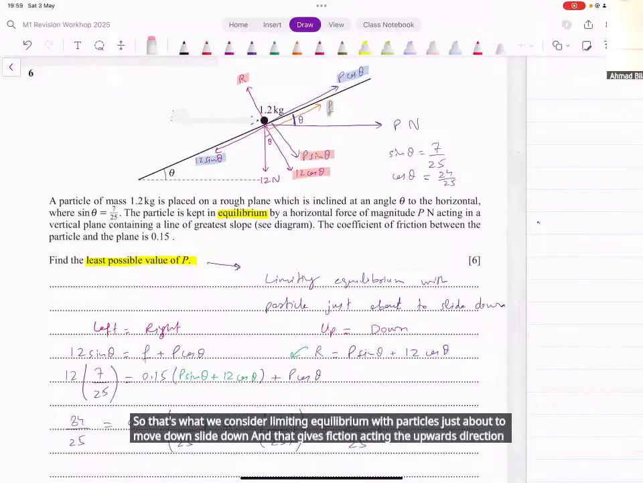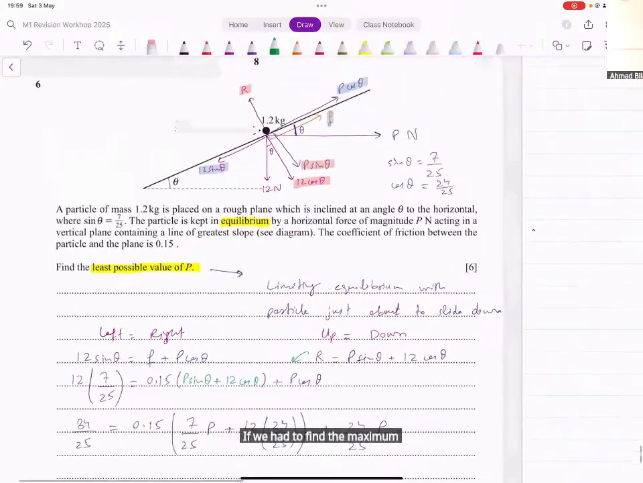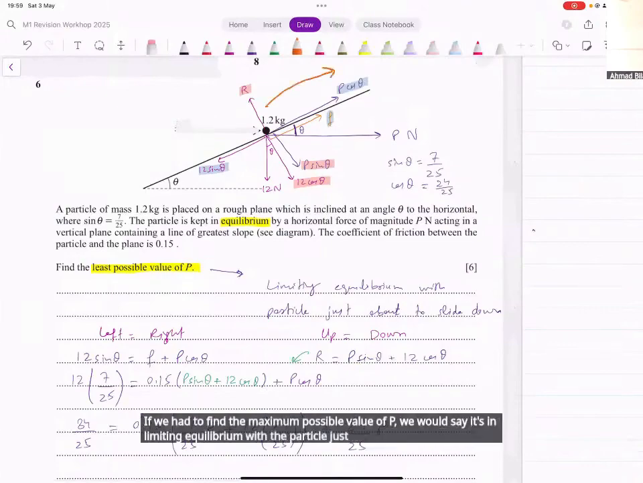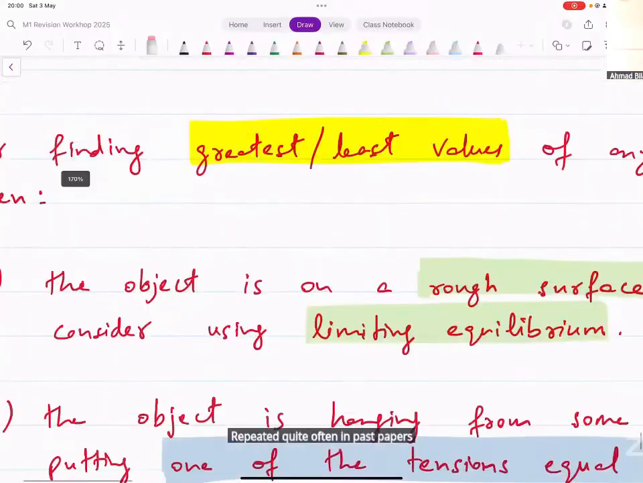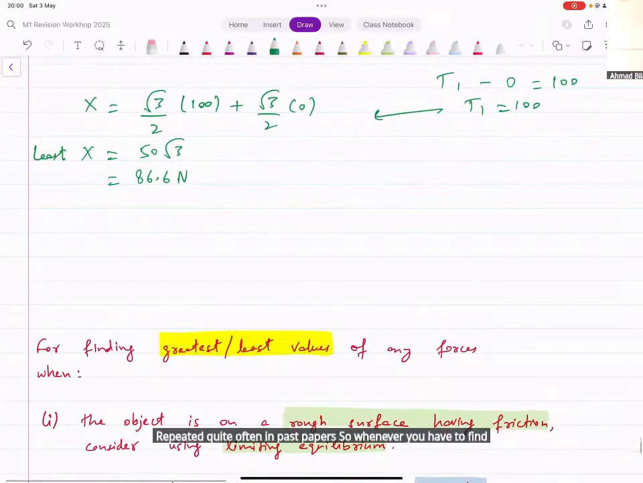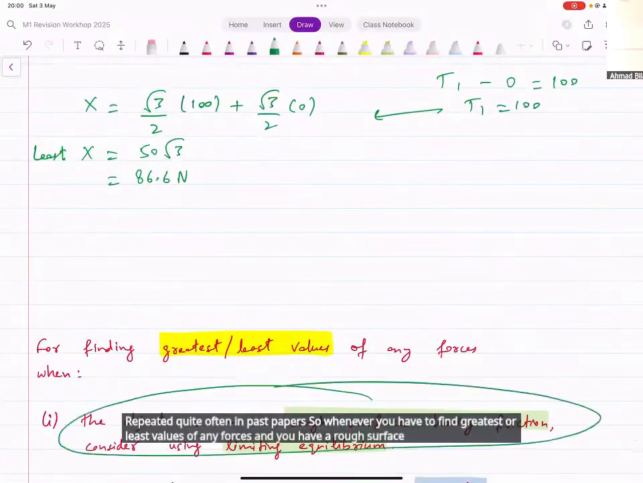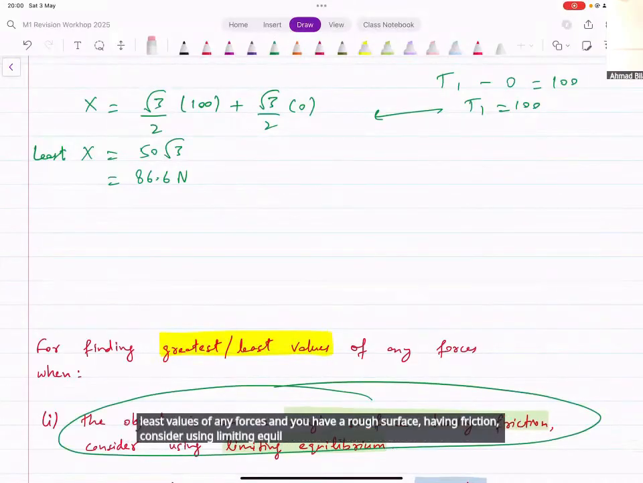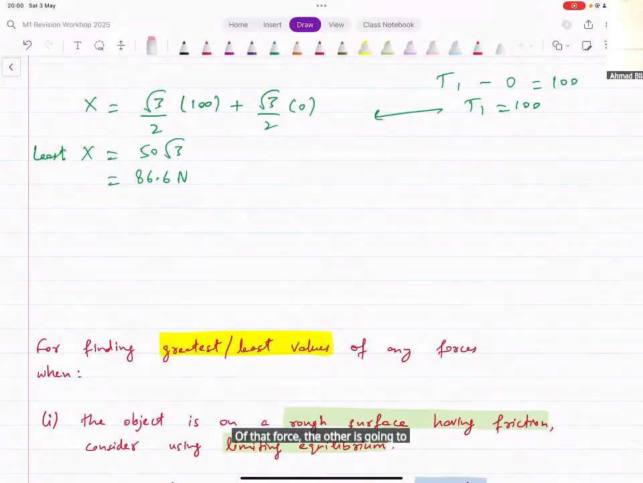We equate the opposite forces and find the value of P from that. If we had to find the maximum possible value of P, we would say it's in limiting equilibrium with the particle just about to move up the plane. In that case, friction will act in this direction, and that will give you the maximum possible value of P. It's a very common question, repeated quite often in past papers. So whenever you have to find greatest or least values of any forces, and you have a rough surface having friction, consider using limiting equilibrium. One of those is going to give you the maximum possible value of that force. The other is going to give you the minimum possible value of that force.